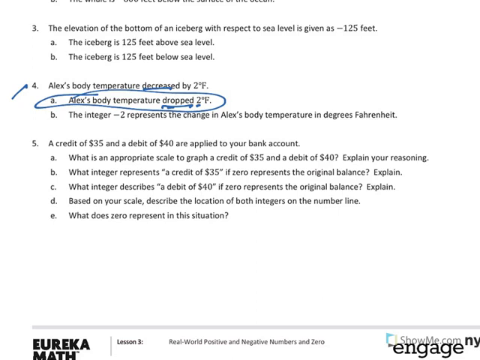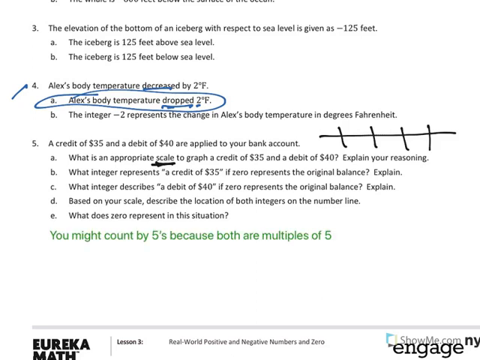Okay, let's look at number 5. Number 5, there's A, B, C, D, and E. And unlike what we like to do, we're not going to pick one, we're going to do each one. So we're going to do A here, right below it, and then B, then C. Well, you might start by counting by 5s because both are multiples of 5. And this was our A.